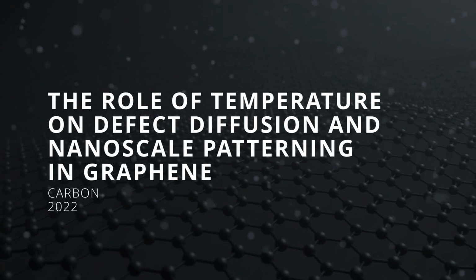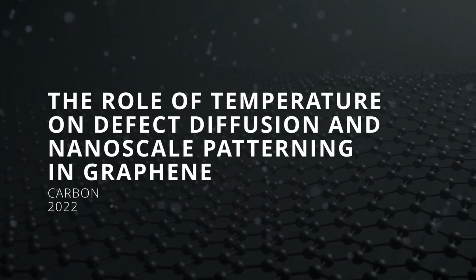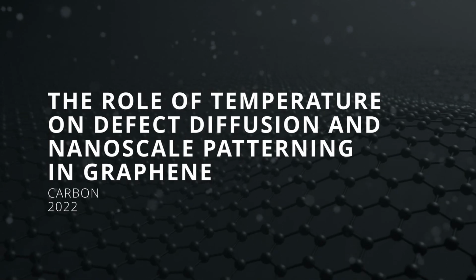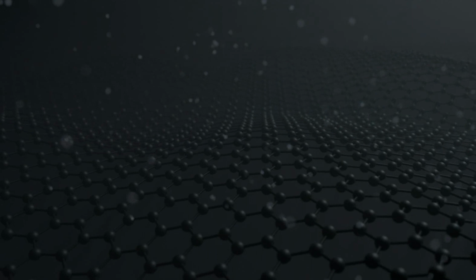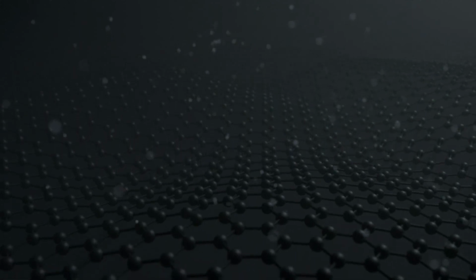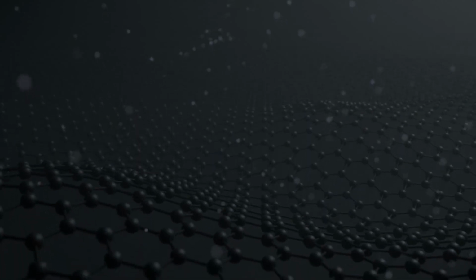The role of temperature on defect diffusion and nanoscale patterning in graphene. This manuscript was published in the journal Carbon in 2022. Graphene is of scientific interest due to a variety of unique properties, such as ballistic transport, spin selectivity, the quantum Hall effect, and other quantum properties.